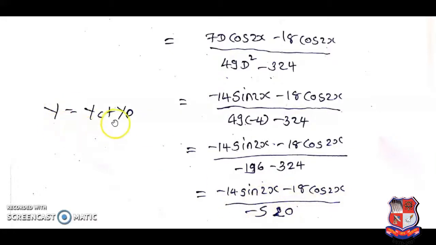Now we write down y equal to YC plus YP. So first we write down the CF solution and plus the particular solution. So this is the solution of CF and PI solution.